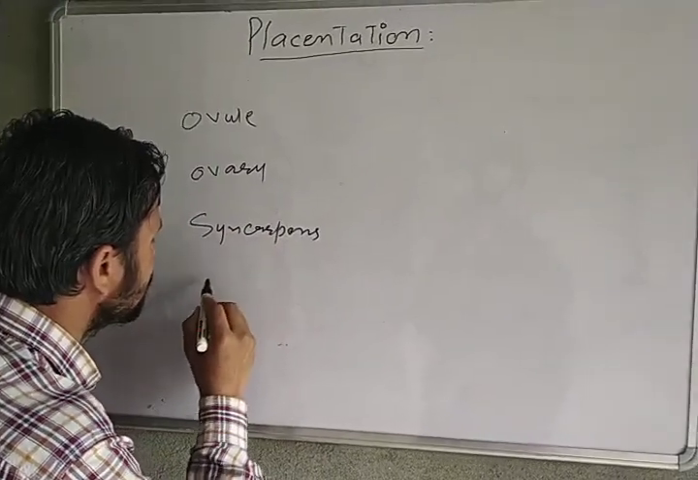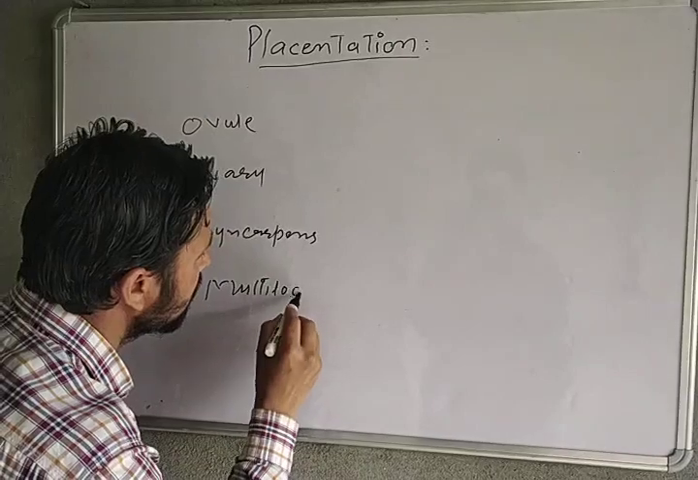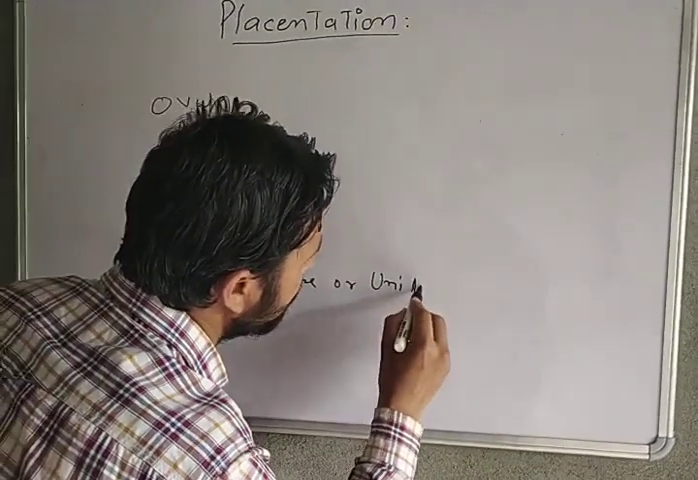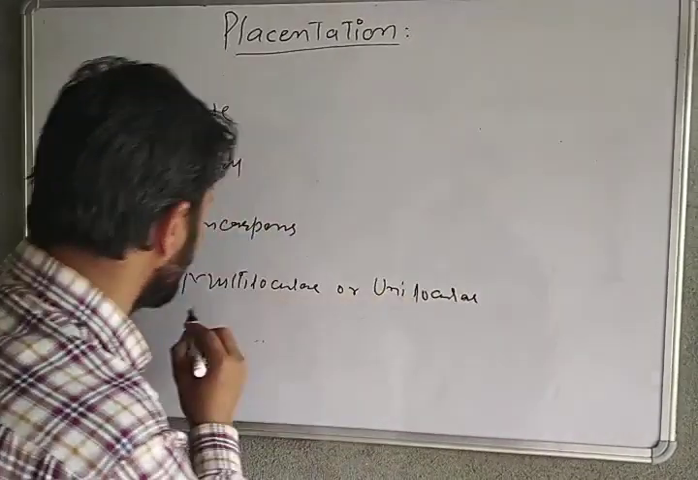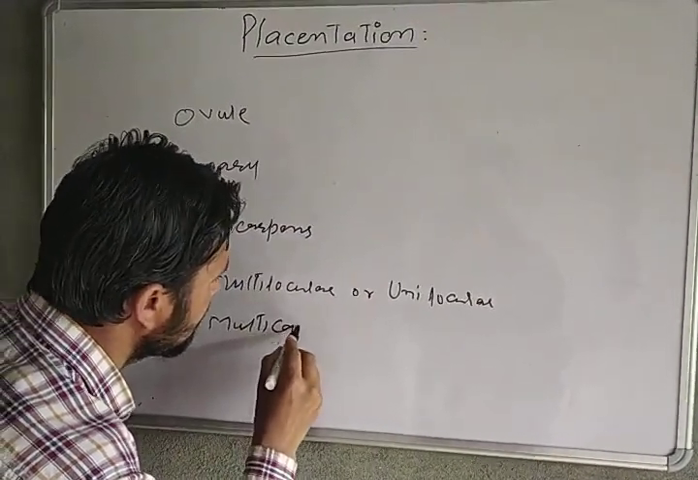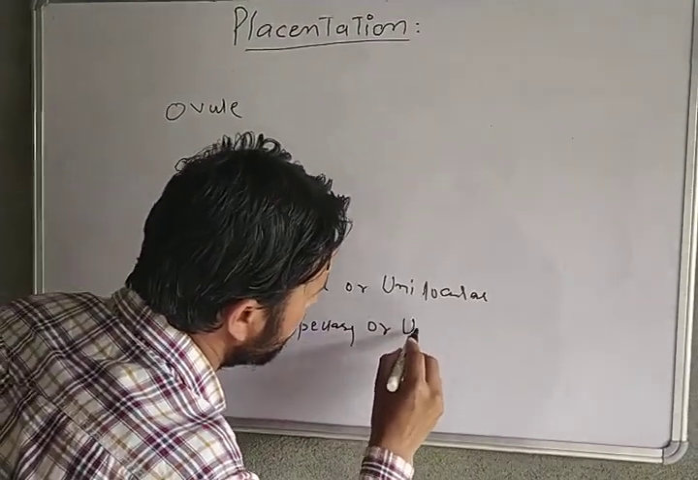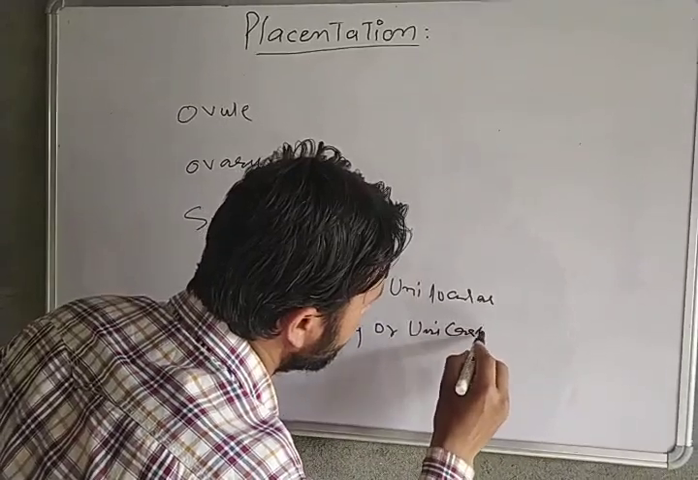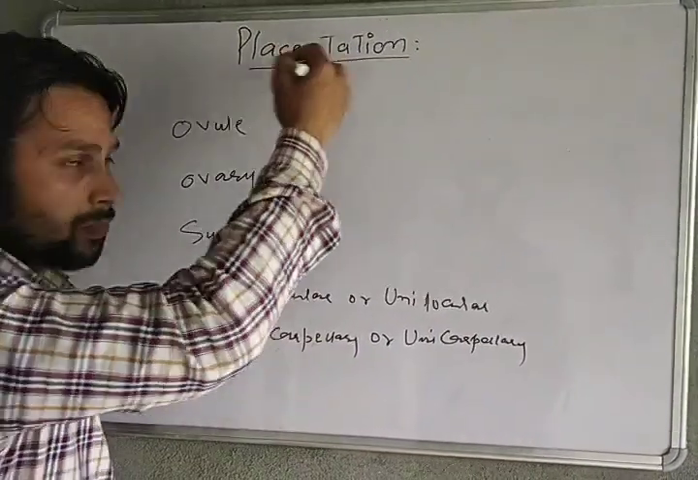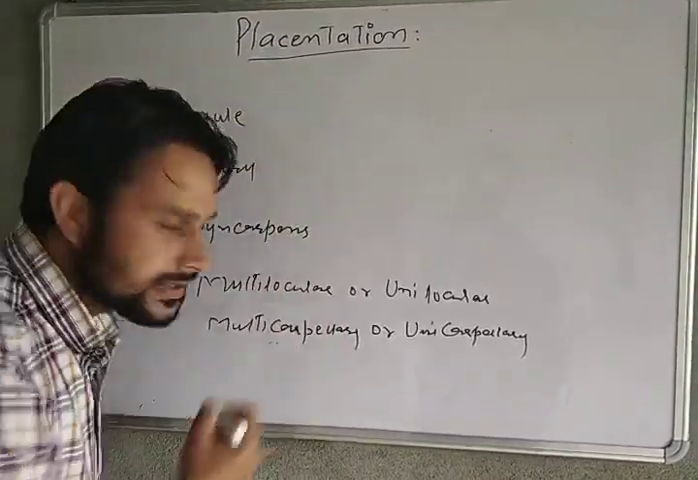What multilocular or unilocular condition is, and what multicarpellary or unicarpellary condition is. Okay, before explaining this placentation, I would like to explain some points.